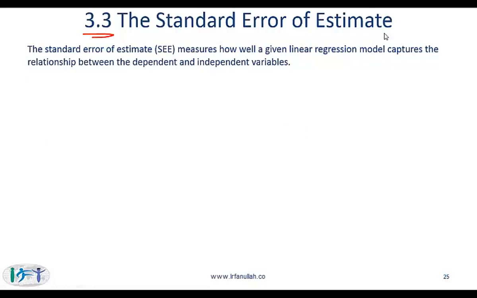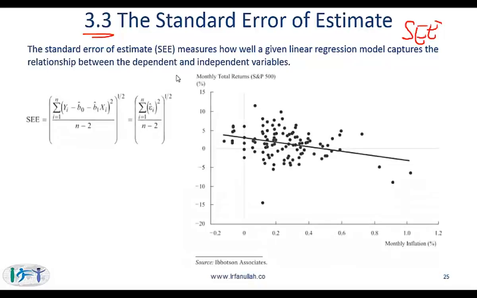Okay, next we come to the standard error of the estimate. This is also called SEE. The standard error of estimate measures how well a given linear regression model captures the relationship between the dependent and independent variables. So we are saying that there is a relationship. We have a regression line. How well does that regression line capture the relationship? Okay, now this again might look complicated, but I'll try and make it simple for you.